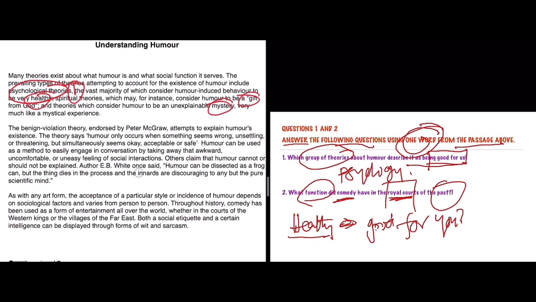Arthur E.B. White once said, humor can be dissected as a frog can, but the thing dies in the process, and the innards are discouraging to any but the pure scientific mind. As with many art forms, the acceptance of a particular style or incidence of humor depends on sociological factors and varies from person to person. Throughout history, comedy has been used as a form of entertainment all over the world, whether in the courts of the Western kings or in the villages of the Far East.